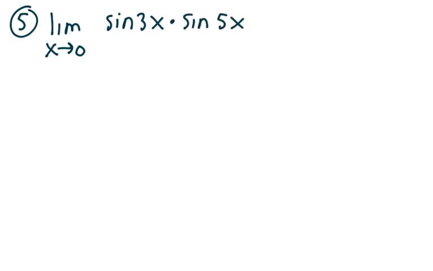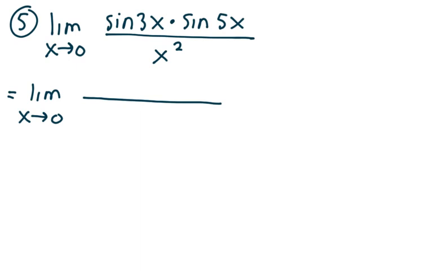Suppose I had the following. The limit as x goes to 0 of sine 3x times sine 5x divided by x squared. This is a great question. So this is what I do. I'm going to take a look at the limit as x goes to 0 of the following. So this is sine 3x times sine 5x divided by x times x.